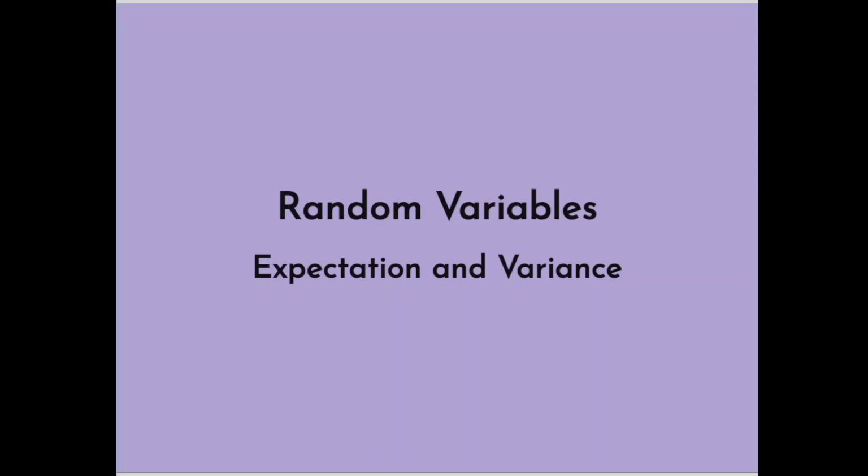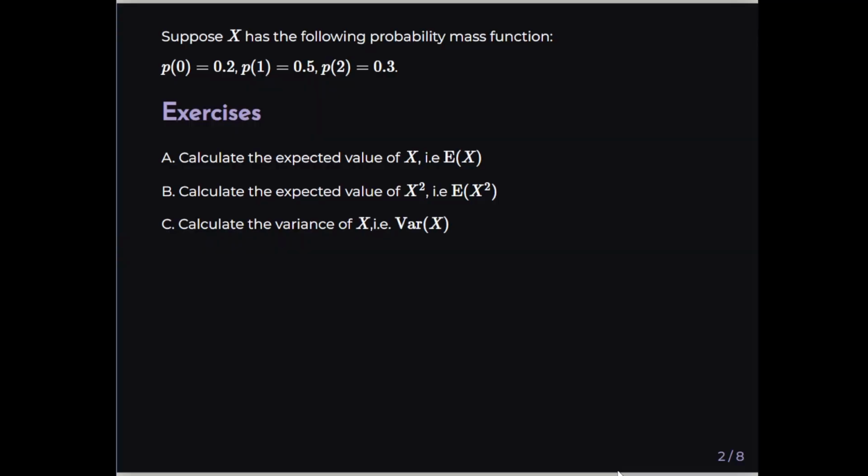Okay, in this presentation we are going to look at random variables. In particular, we're going to look at a worked example of a discrete distribution where we have three values and we have to calculate the expectation and variance, the expected value and variance.